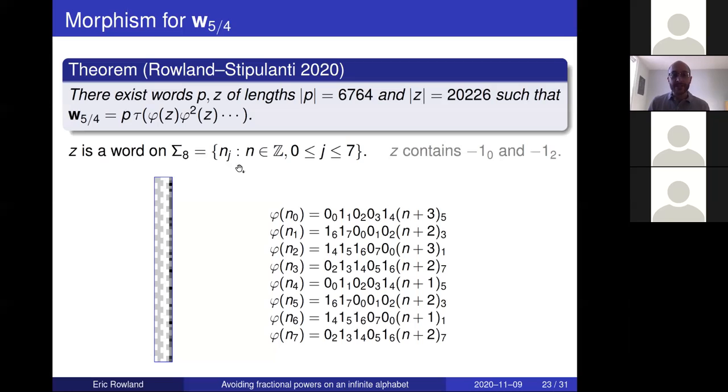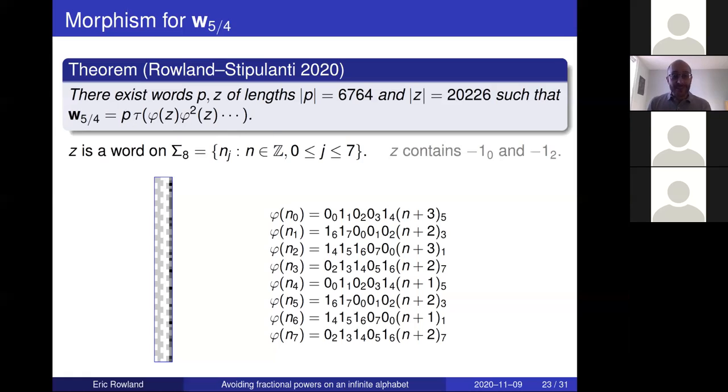So the sigma 8 is the alphabet that contains 8 copies of each letter, 1 for each type of row that we're on. And our theorem is that there exist words P and Z of lengths 6,000 and 20,000, such that W5/4 is of this form.